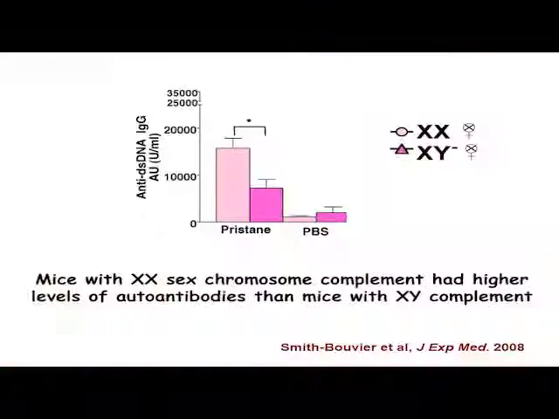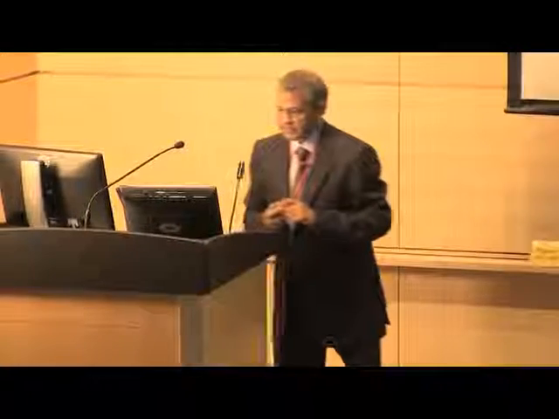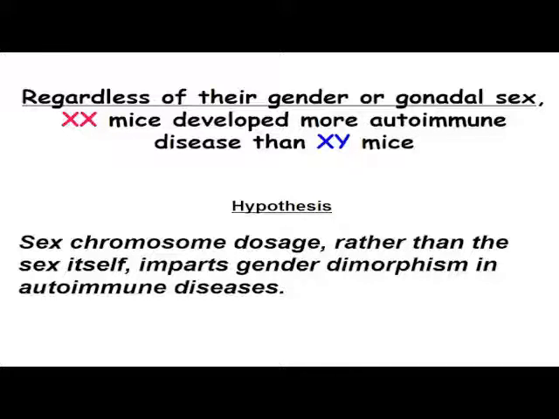This is another test. This is a test for lupus. Anyone who has anti-DNA antibody has a 95% chance of developing lupus. And mice that are XX, although both are females, have more anti-DNA antibody than XY females. So, to repeat what I said, regardless of their gender or their congenital sex, XX mice develop more autoimmune disease than XY mice.